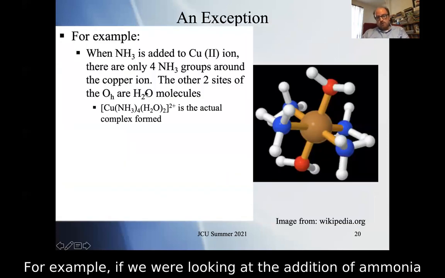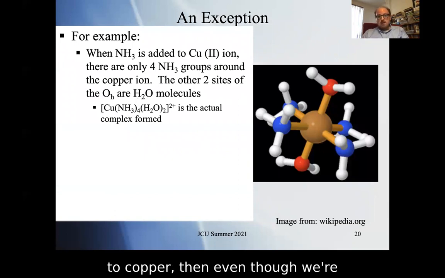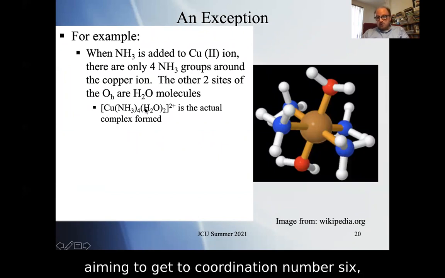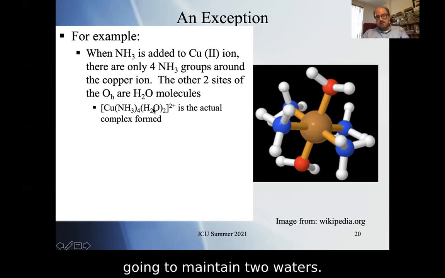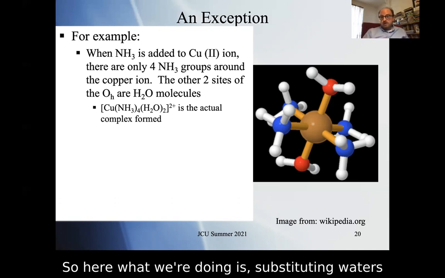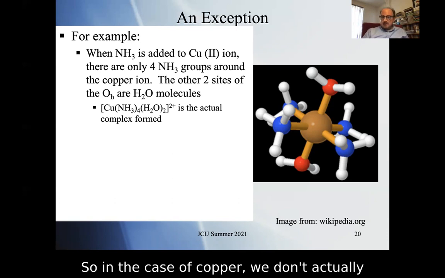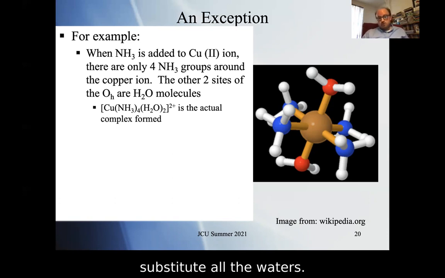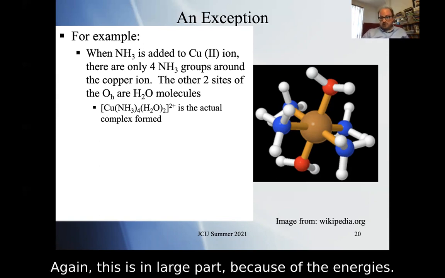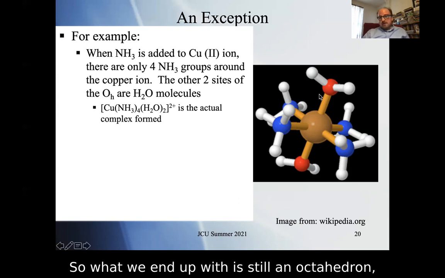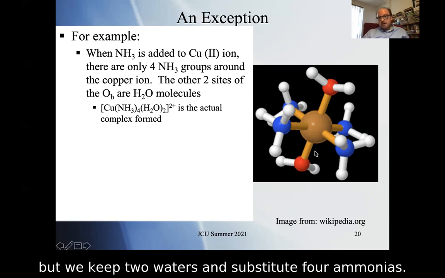So, for example, if we were looking at the addition of ammonia to copper, then even though we're aiming to get to coordination number 6, the distorted octahedron that forms is going to maintain 2 waters. So here what we're doing is substituting waters for the new ligand. In the case of copper, we don't actually substitute all the waters. Again, this is in large part because of the energies. So what we end up with is still an octahedron, but we keep 2 waters and substitute 4 ammonias.